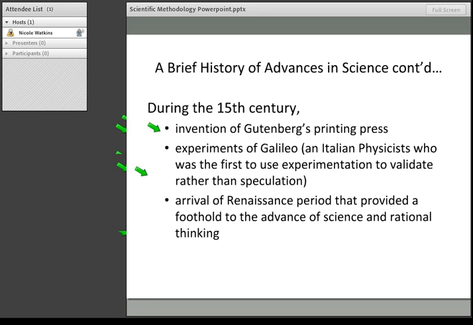It wasn't until Galileo, who was an Italian physicist, who gets credit for being the first person to use experimentation to validate rather than to speculate. And I will talk more about that in a few slides ahead. The arrival of the Renaissance period provided a foothold to the advancement of science and rational thinking.